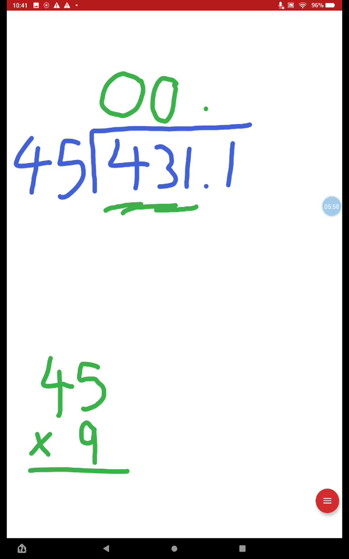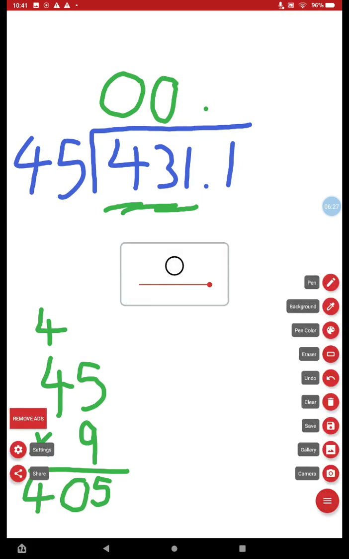9 times 5 is 45. Write the 5, carry the 4. 9 times 4 is 36. 36 plus 4 is 40. I got 405. Is that smaller than 431? It is. Could I fit another 45 into there? Well, if I take 405 plus 45, it's going to give me 450, which is too big.